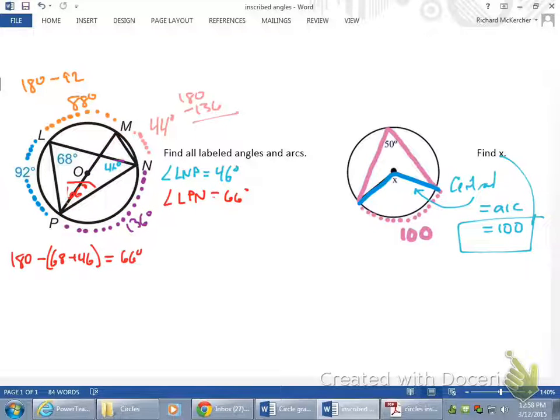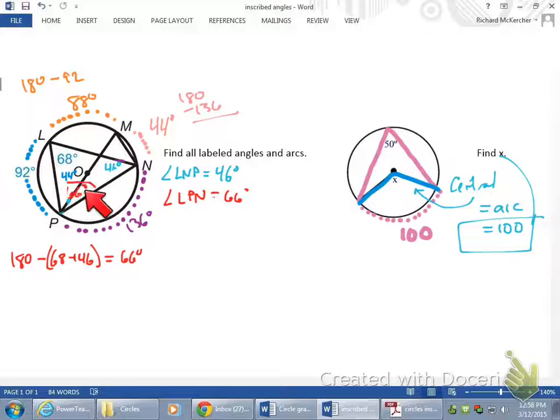Of course, some people recognize I could have done the entire circle at that point and just added 88, 92, and 136 together and subtracted that from 360. What else do I have left in here? Let's check out angle LPM. Notice that was part of that 66 earlier, but it creates this orange arc, which we already know is 88. So half of 88 is 44, and I write that down here.